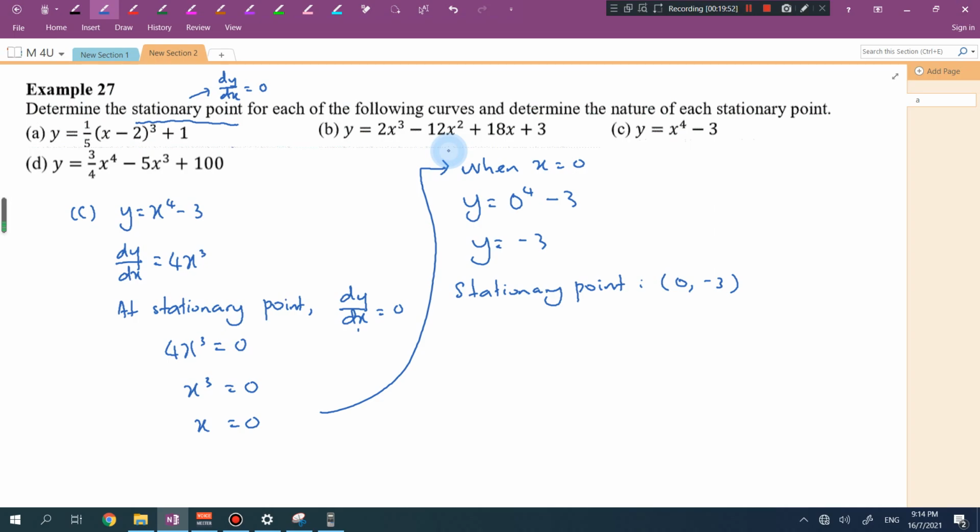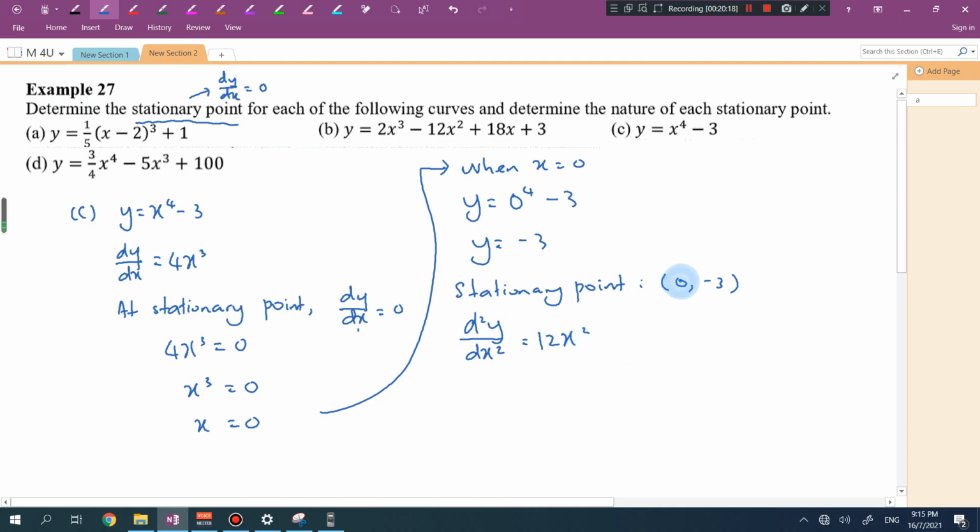We have to use the first derivative test. Here, if you try to determine the nature of this stationary point by using the second derivative, you will get this. This is the dy by dx, right? If you differentiate it again, you will get 12x squared.